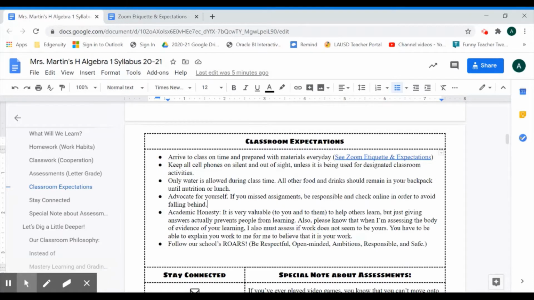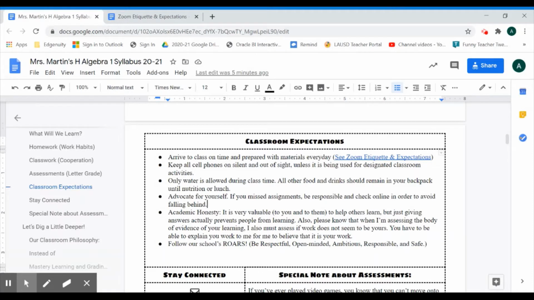Academic honesty. This one's really important for me. It is very valuable to you and to your classmates to help others learn. However, just giving answers actually prevents people from learning. You're just giving it to them. You're spoon feeding them the materials, and so they themselves are not learning how to problem solve. Also, please know that when I'm assessing the body of evidence of your learning, I also must assess if work does not seem to be yours.